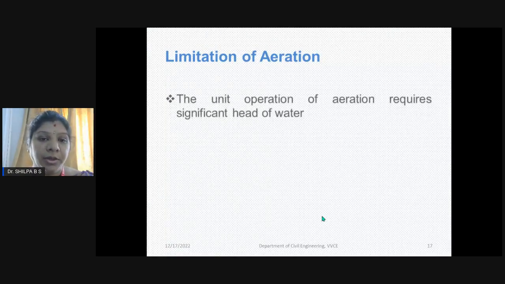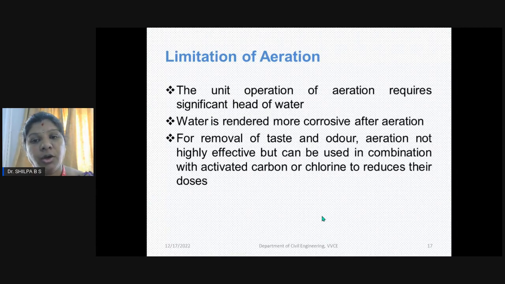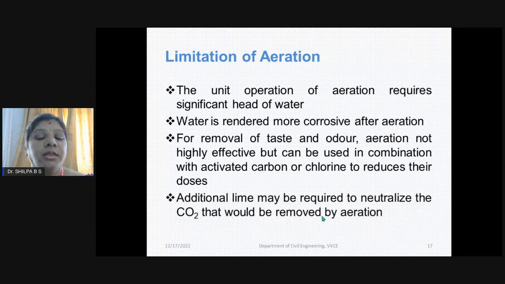Next, coming to the limitations of aeration, the unit operation of aeration requires significant head of water, and because of the oxygen addition, the water will become more corrosive. For the removal of taste and odor, most of the time aeration has not proved to be a good treatment method, and additional lime may be required to neutralize the carbon dioxide that would be removed by the aeration. So these are the limitations that we can observe with respect to aeration treatment.